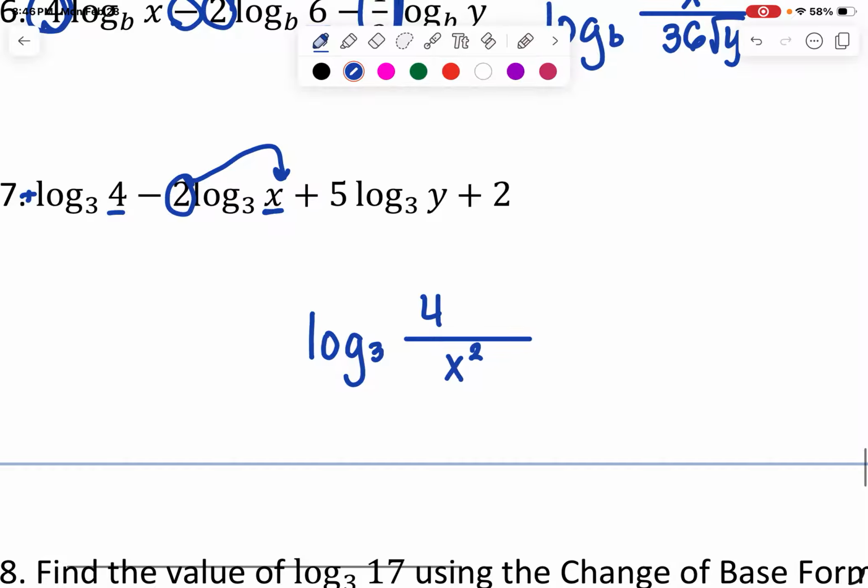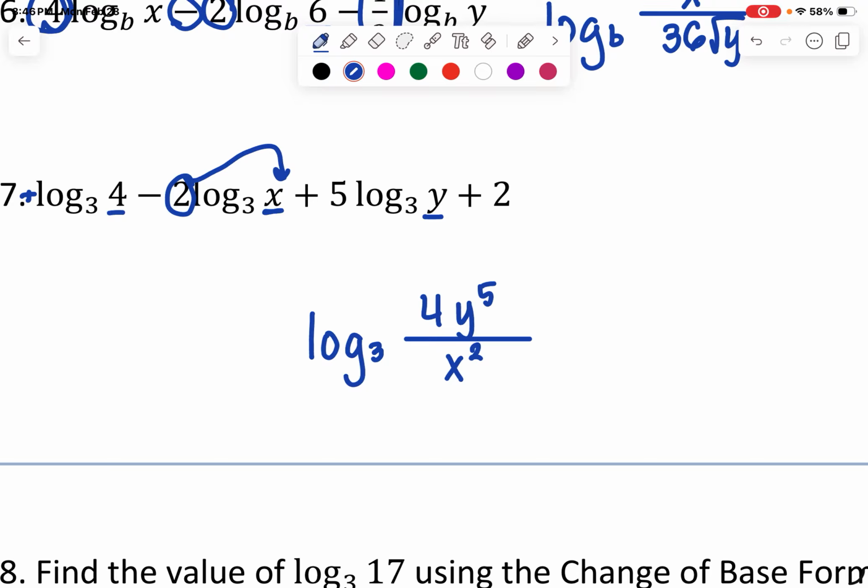The next log is positive. It's going in my numerator. The argument is y. It's not y plus 2. If the argument was y plus 2, it would look like this. So the argument is y, so y to the 5th is going in my numerator, but then I have this plus 2 on the end, okay?